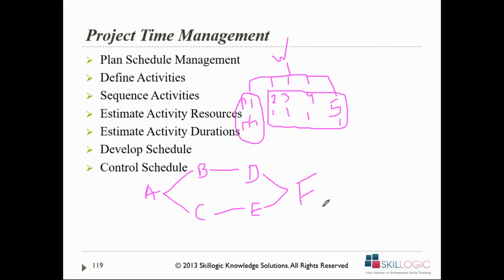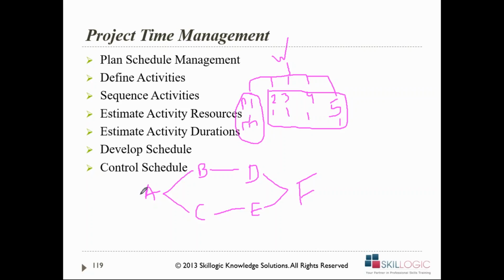Sequencing the activities still is not giving me the time frame, how much time it's going to take. So I'm going to estimate the resources. Now for the same activity, let's say if I have 2 people, I can do the activity in 1 week, I can do the same work in 2.5 days, provided I have 4 people. Double the resources, I would be able to do it faster.